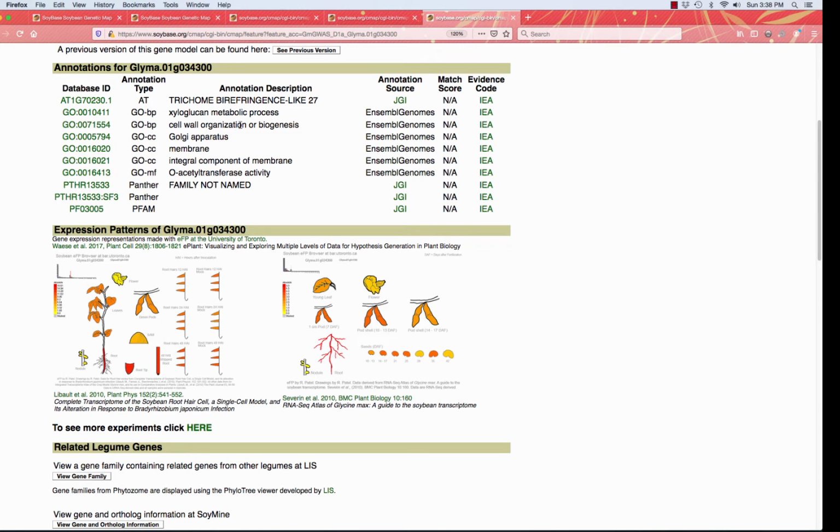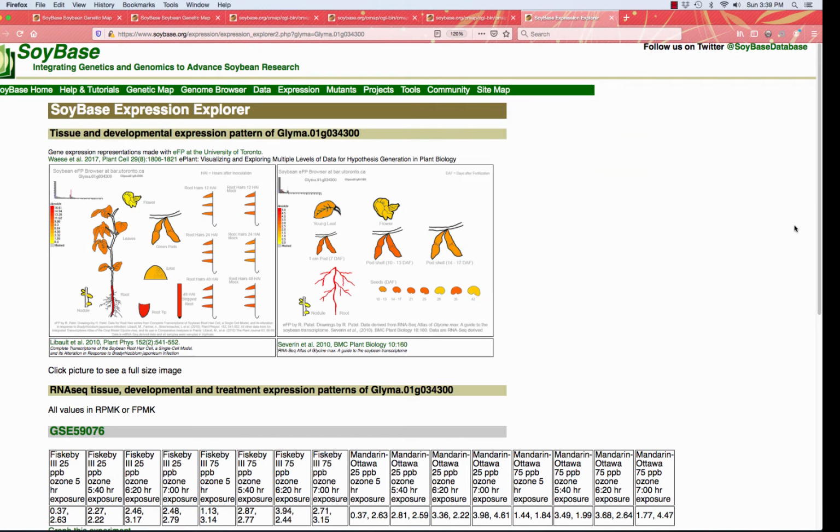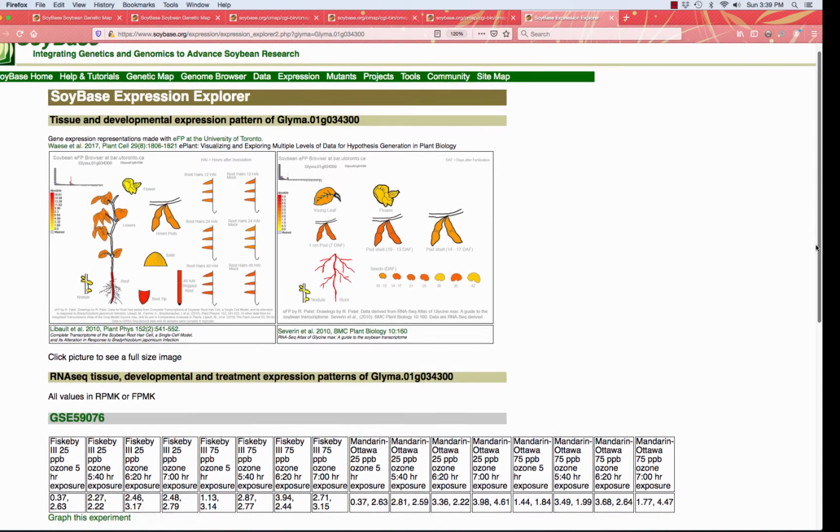It also may be involved in cell wall organization, which is really interesting, and it may be an integral component of the membrane, and that's very interesting. And if we look down here at our expression patterns and tissues, we see that in fact this one is very highly expressed in seeds, which is what we would expect to find for a gene involved in seed coat color. Now, SoyBase has many more expression experiments than what you see here, and to see those, all you have to do is come down and click the here, and you'll be taken to our Expression Explorer page.